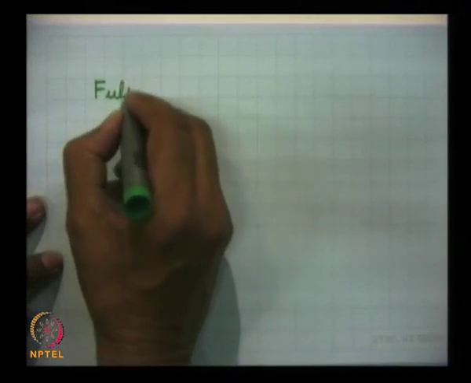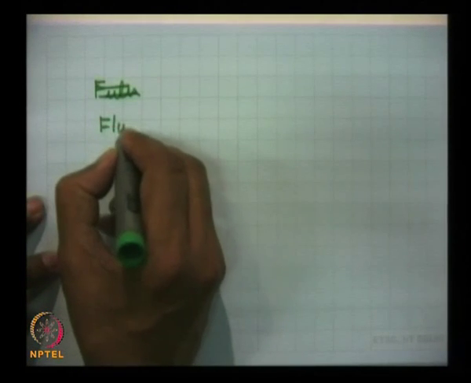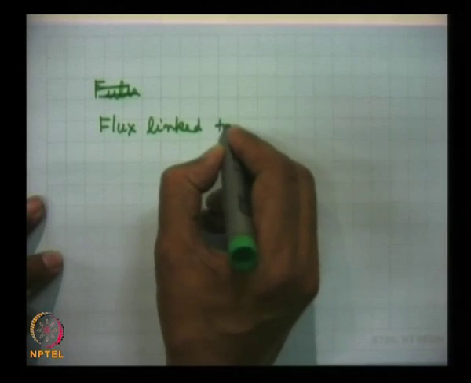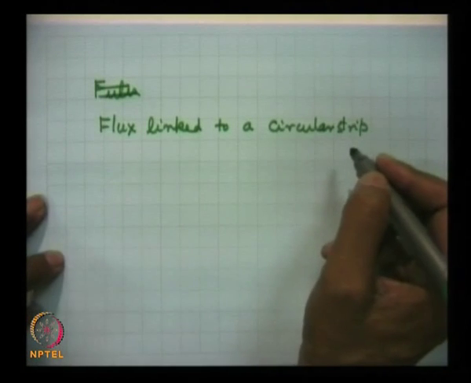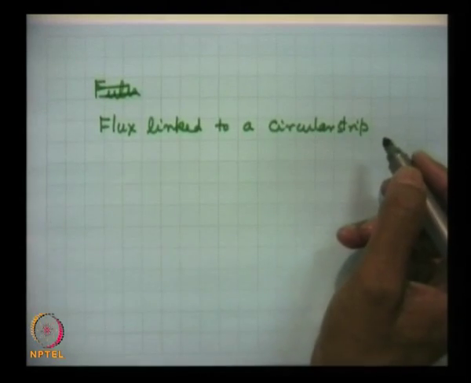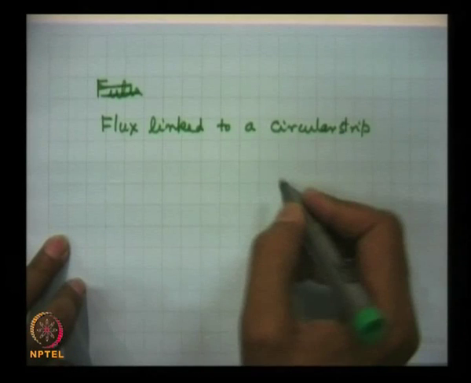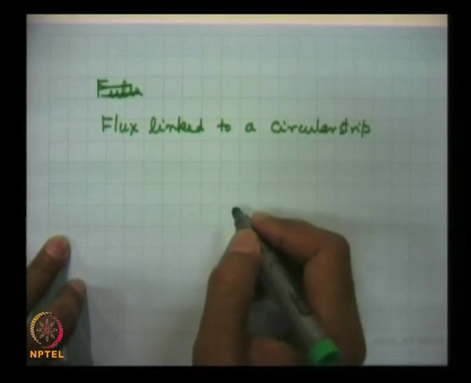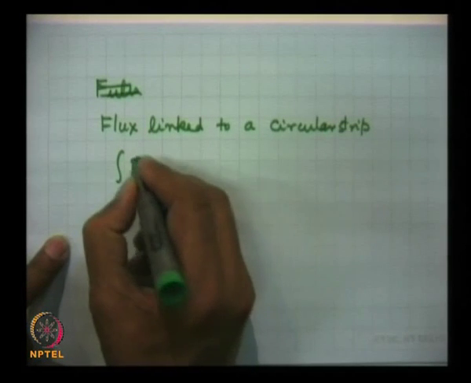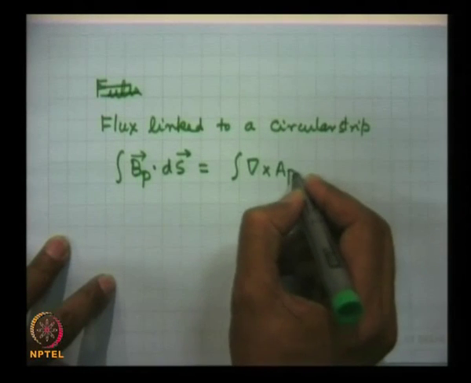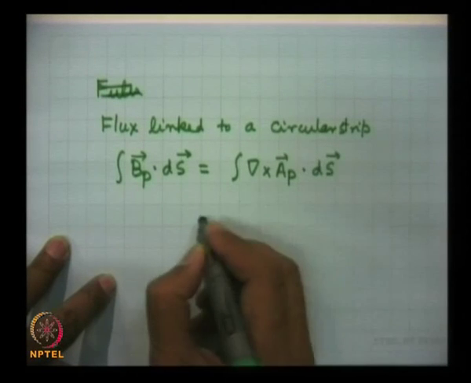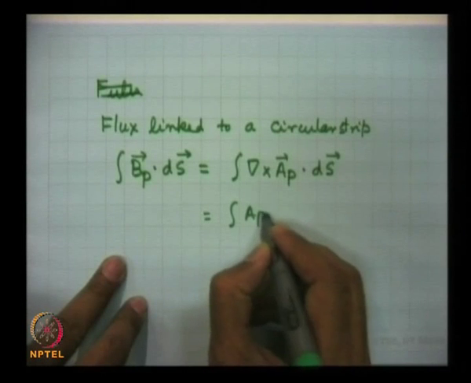So let me write this on a separate sheet. The flux linked to a circular strip, just as the kind of a strip I had drawn in my earlier discussion of constant of motion, or you could have considered a strip which is horizontal. That was a vertical strip, this is a horizontal strip, does not matter. Then I am talking of poloidal magnetic field dot ds, and this is equal to curl of AP dot ds. By using the Stokes theorem, I can write this as AP dot dl.